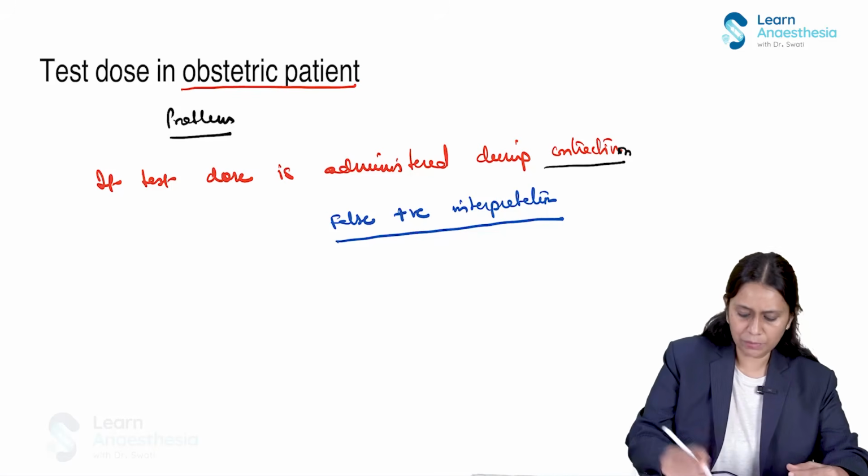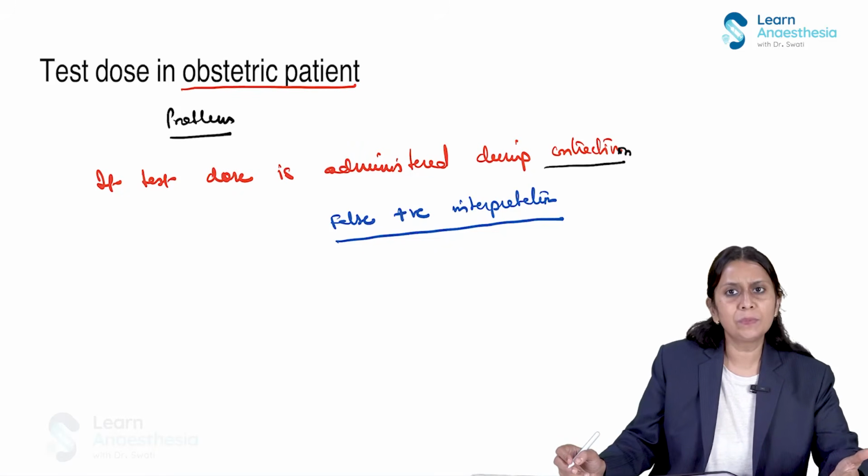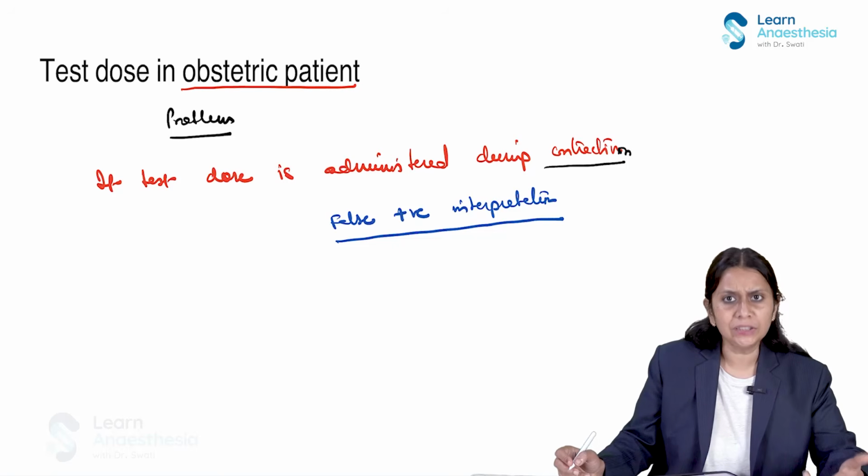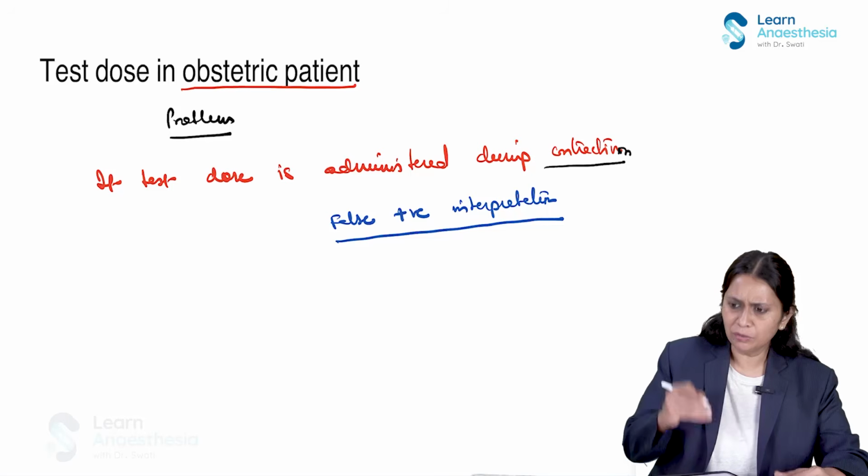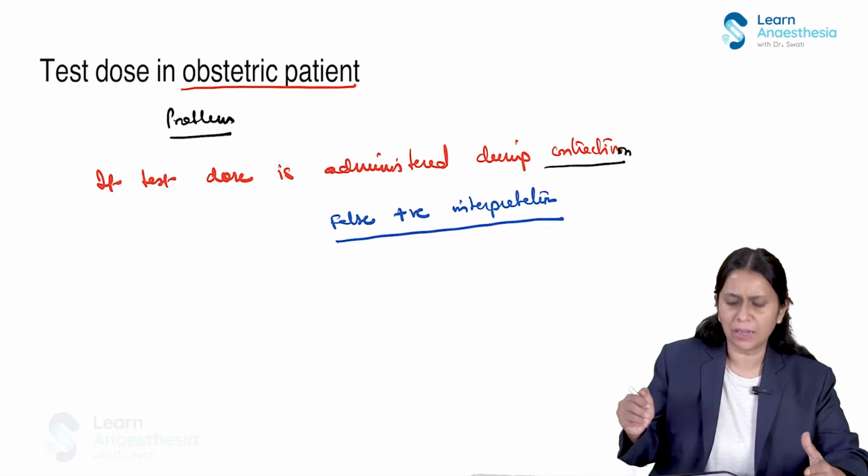Now, the other problem is that if the obs patient is hypertensive or has the feature of uteroplacental insufficiency, then this combination can increase the blood pressure and can decrease the fetal blood flow. So, in those patients, we should avoid using test dose with adrenaline.